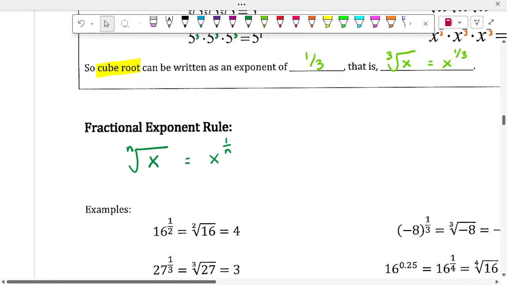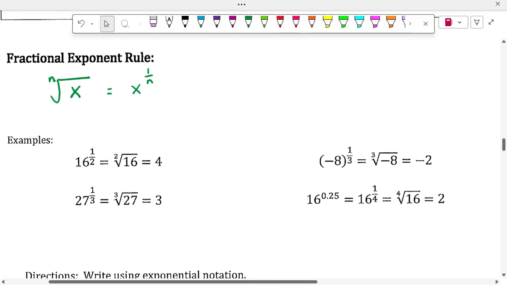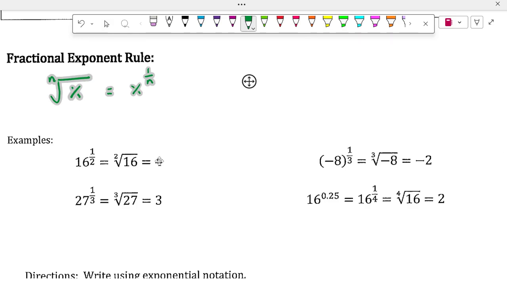So, here are some examples that they gave us. All right. So 16 to the 1/2, that's the same thing as the square root of 16, which is 4. 27 to the 1/3, that's the same thing as the cube root of 27, which is 3, so on and so forth.